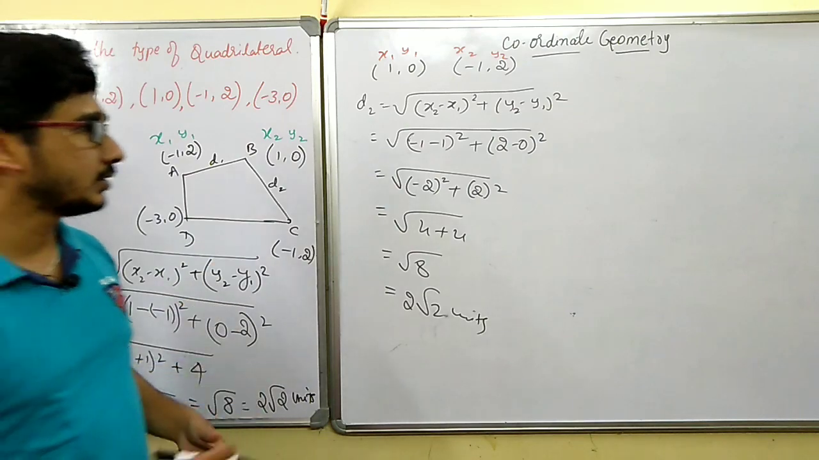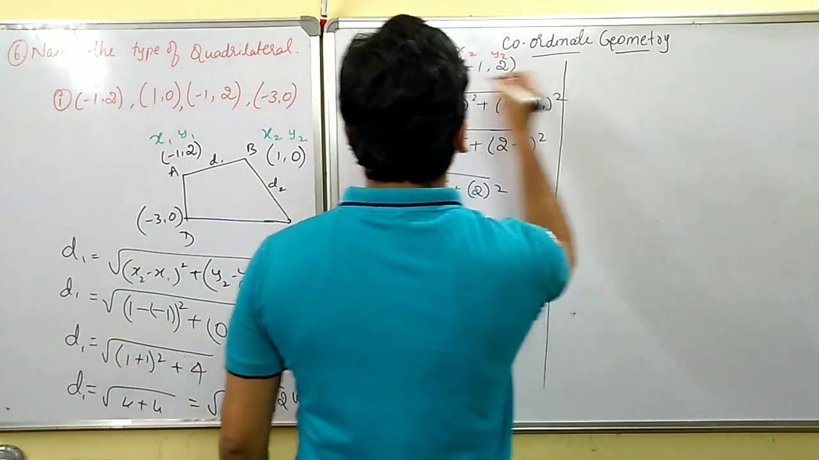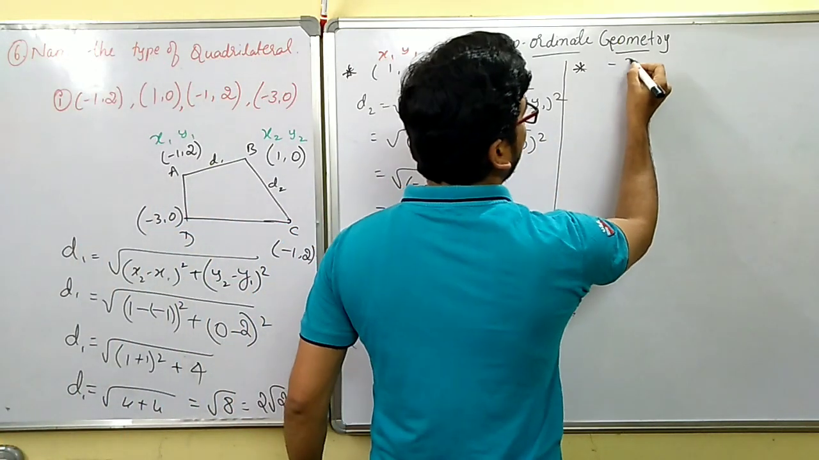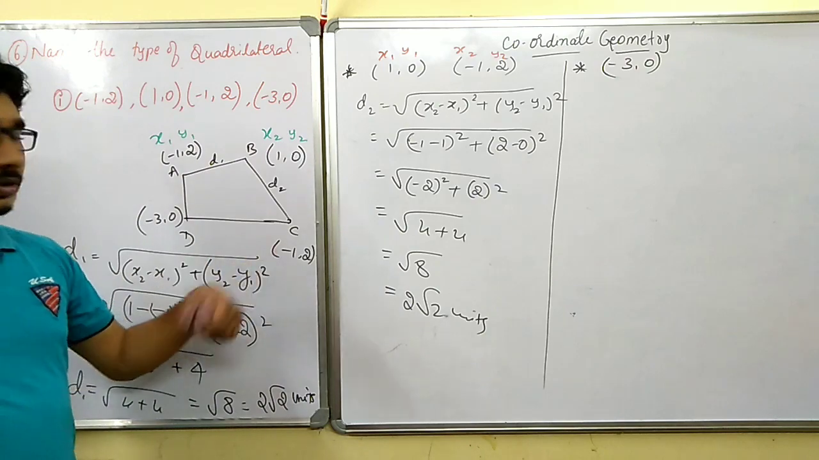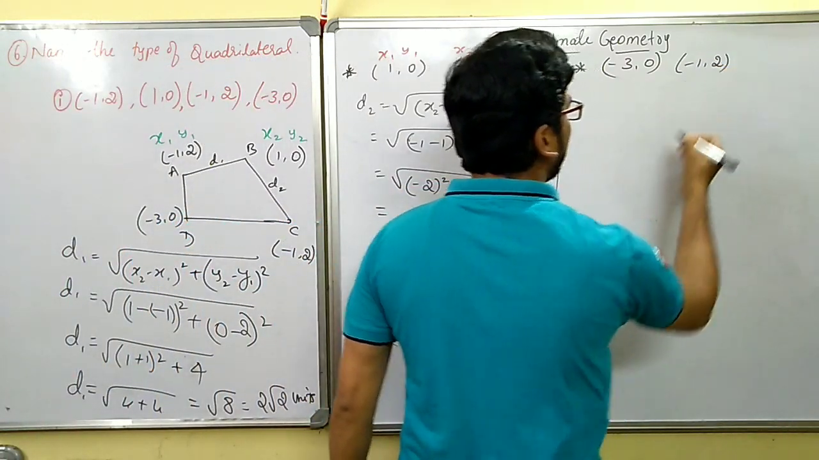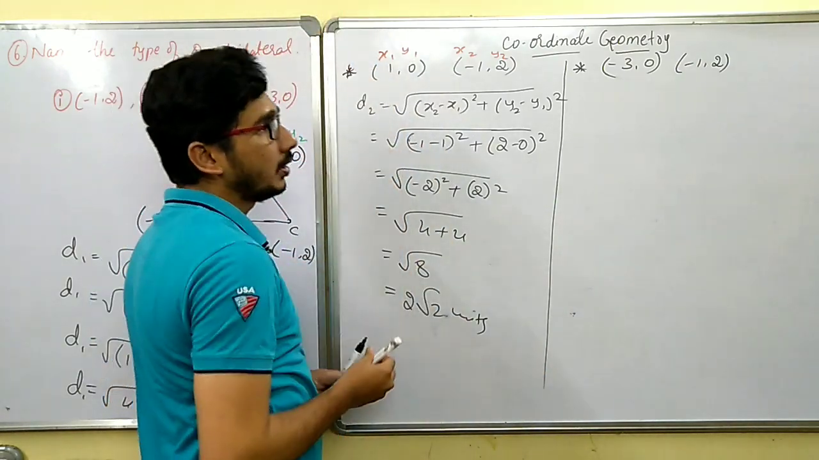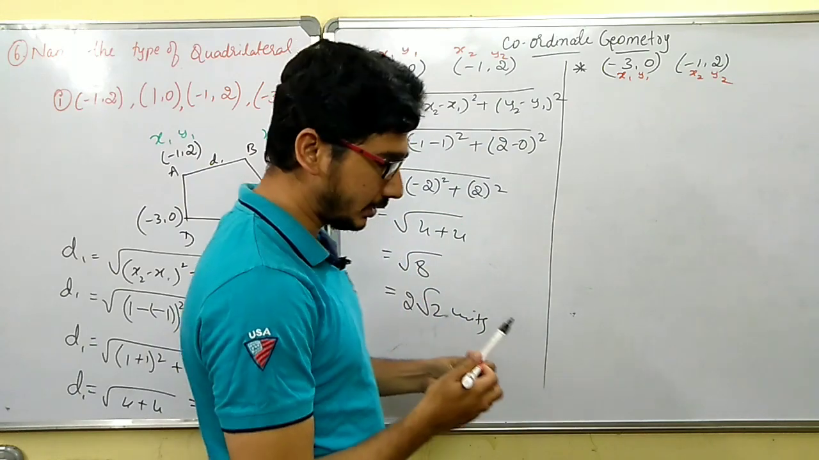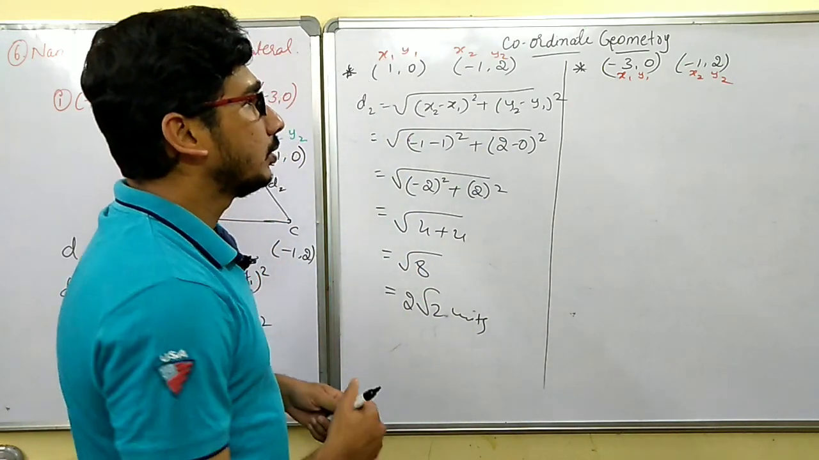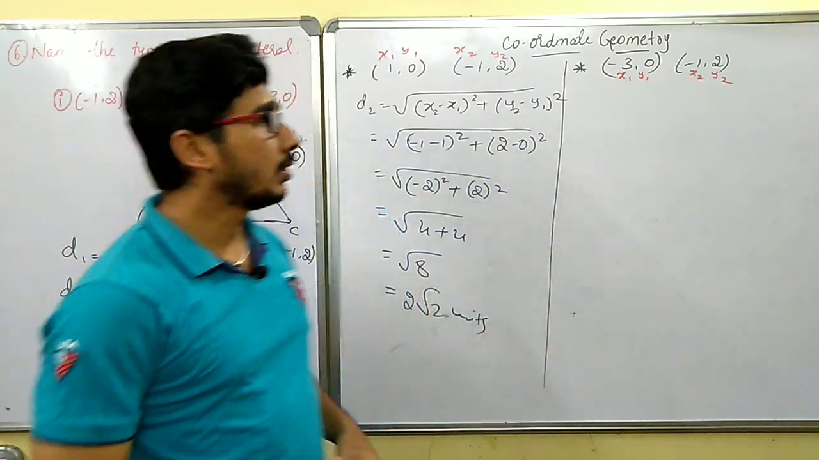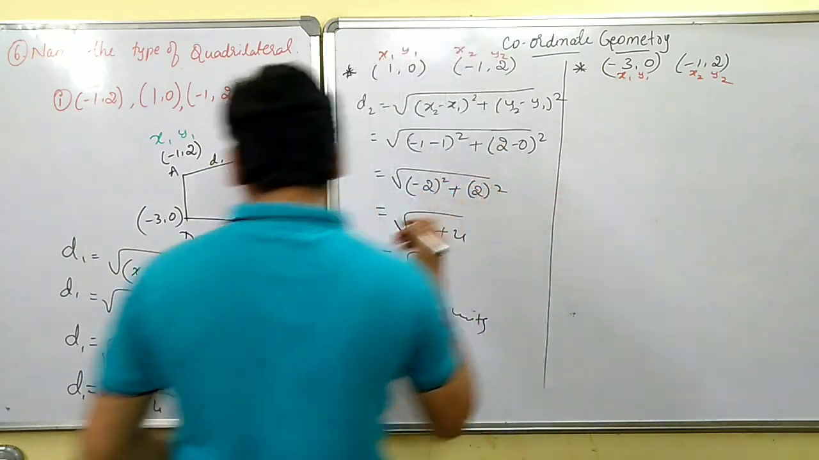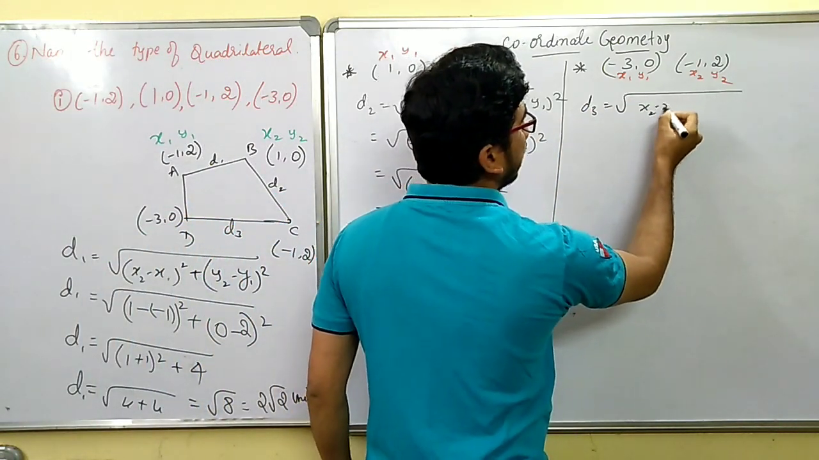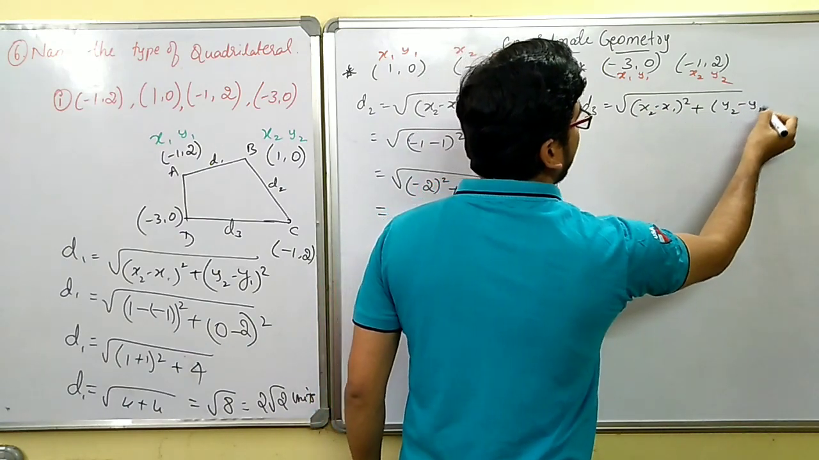Let us go for the points D and C. What are those points? I'll consider this D and C. Minus 3, 0 and minus 1, 2. Okay, let me write as x1, y1 and x2, y2. You can write for this also x1, y1, this one x2, y2. You'll get the answer correct only. No need to worry. Okay, so let us go to write. We'll call this D3, distance 3. D3 is equal to root of x2 minus x1 whole square plus y2 minus y1 whole square.